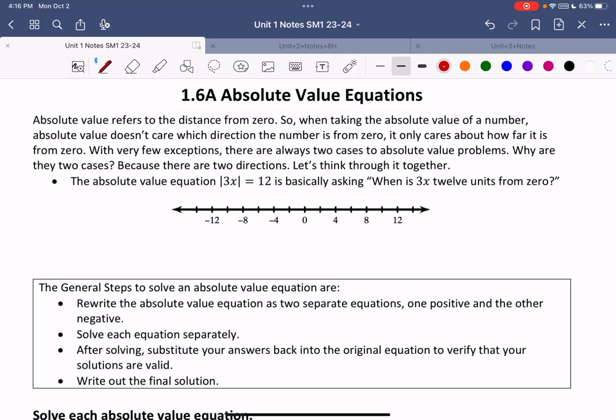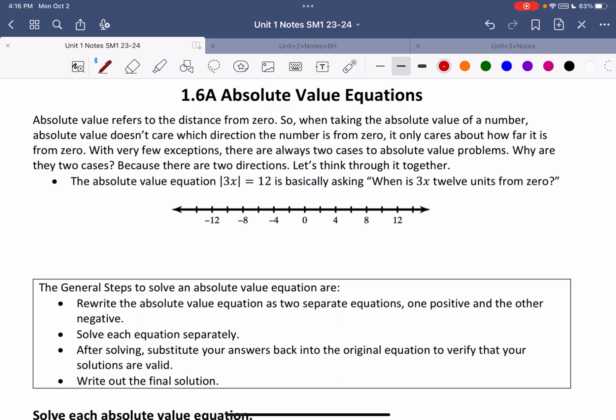Welcome to section 1.6a. We're going to be talking about absolute value equations. This is something you should have seen in 8th grade math, so hopefully this won't take too much effort for it to come back into your mind so you remember how to do it. So absolute value refers to the distance from 0.